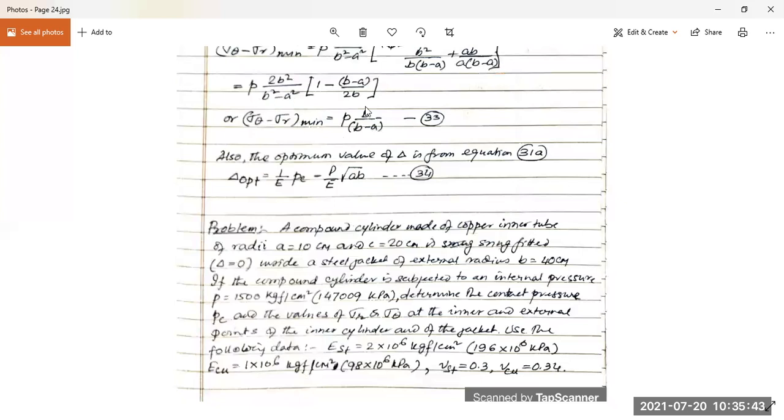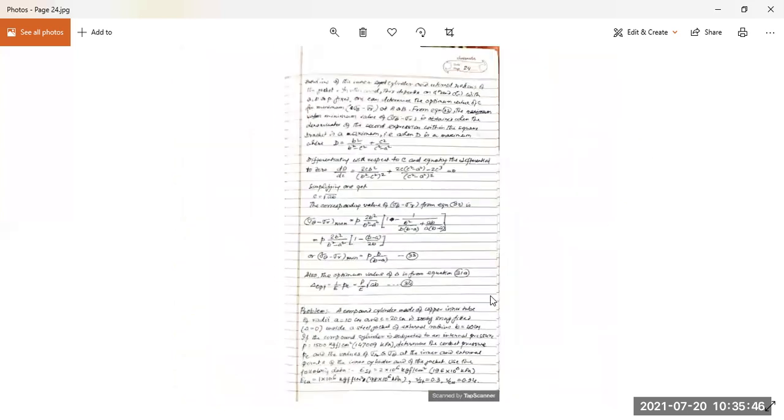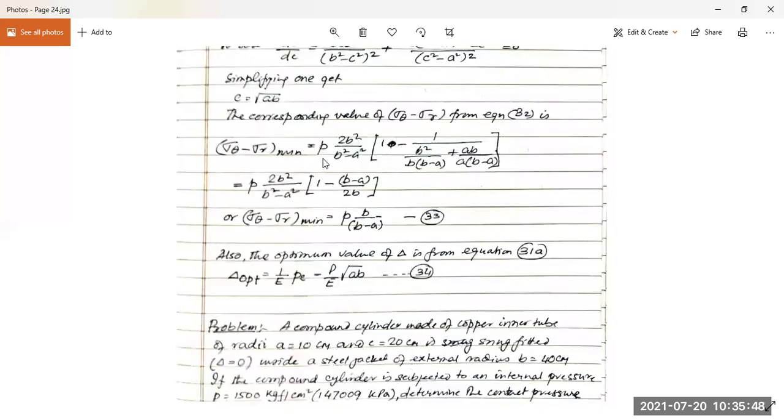Thus, P corresponds to sigma alpha. If we put the value of P, it becomes P·2B² divided by (B² − A²), multiplied by within brackets (1 − (B − A)/2B), and sigma θ minus sigma R minimum is equal to P·B divided by (B − A), which is equal to 33. And also the optimum value of sigma is given from the equation: C optimal is 1 by E (PC − P by E) for square root of AB itself.